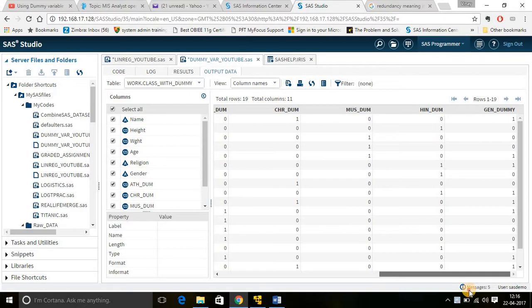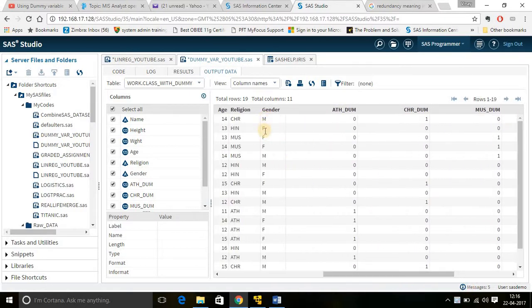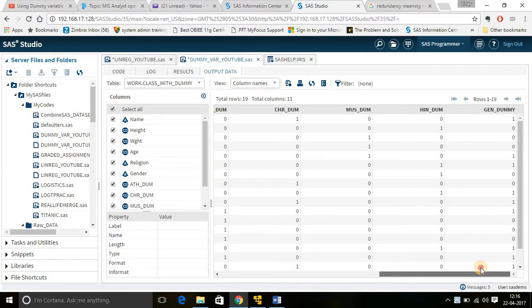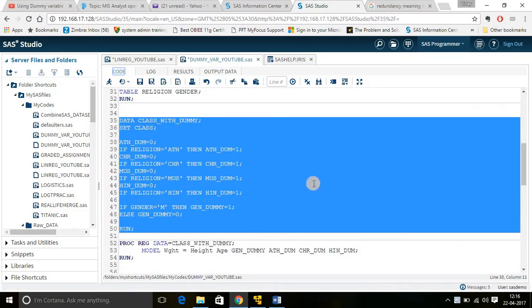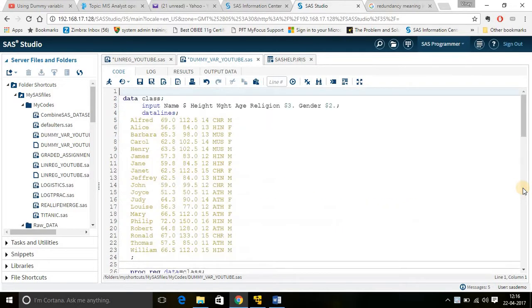In gender we have created 1 and 0. If male 1, so male, female, female, female, and again male. So 1 0 0 0 1. So it is all set up. Now we have converted our categories into numbers. Now we'll be able to use them in our regression model. So let's use it then.